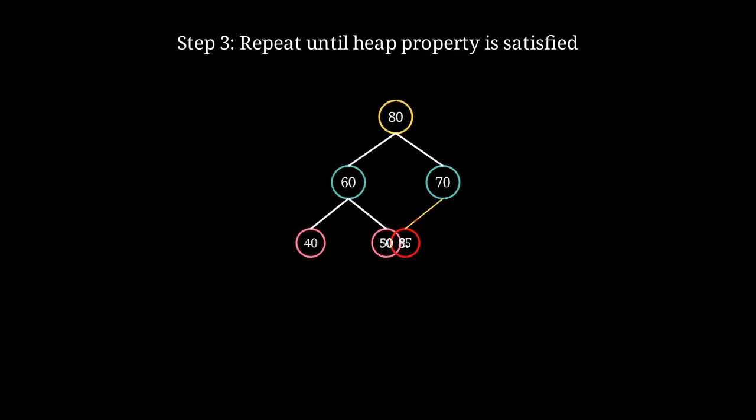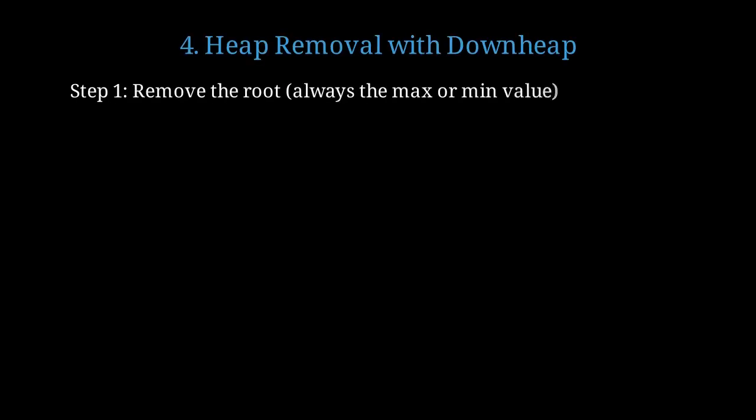Here we insert 85. It starts at the bottom, then bubbles up because it's larger than its parent 70. Removing elements from a heap requires maintaining the heap structure. In a heap, we always remove the root element, which is either the maximum or minimum depending on heap type.